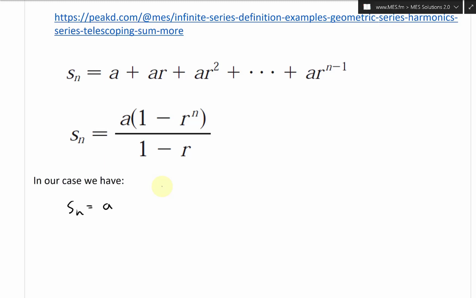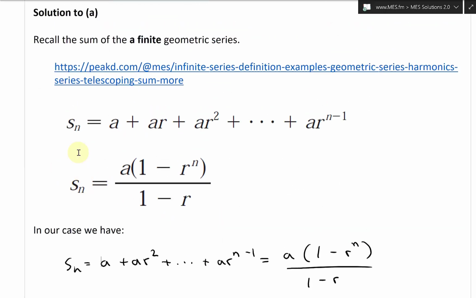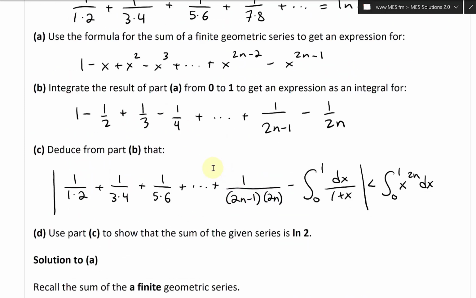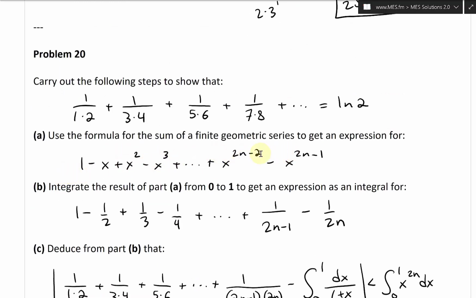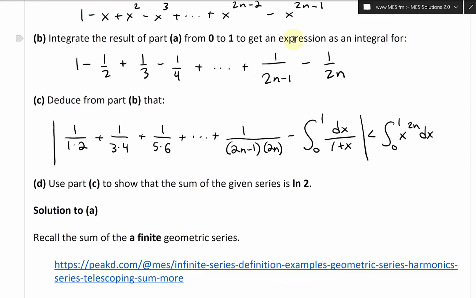Let's just write the general one here. Sn equals a plus ar plus ar squared plus ... plus ar to the n minus 1, and this equals a times 1 minus r to the n, over 1 minus r. So that is the general nth partial sum for a finite geometric series, and there's the equation for the sum of it. And now let's write this out and see how we could use that formula. We have 1 minus x plus x squared minus x cubed, and also notice the way they write it, 2n minus 2 and then 2n minus 1.